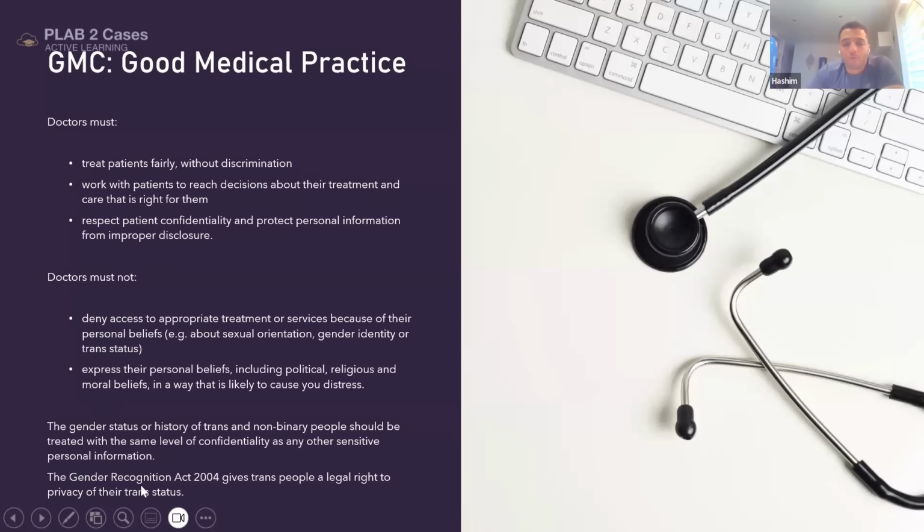Yeah, and just one thing about the Gender Recognition Act. Do be careful about disclosing somebody's transgender status. They have a right to keep that confidential, just like any other personal or sensitive healthcare information. So it's important to be very cautious with that. Even with colleagues, I would be cautious about disclosing somebody's transgender status unless it was important that you did.